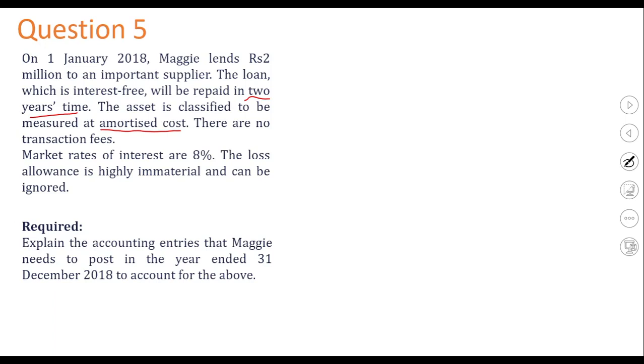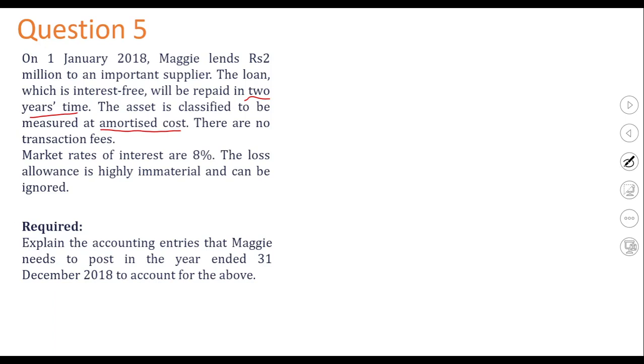Under SLFRS 13, we learn how to measure the fair value. How many techniques do we learn? We learn 3 techniques. Either we can use the market approach, the cost approach, or the income approach to get the fair value. Now here, I can't apply the market approach because there's no readily available market. The cost approach also cannot be applied, but I can do the income approach.